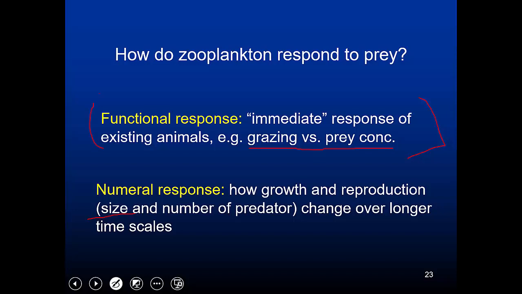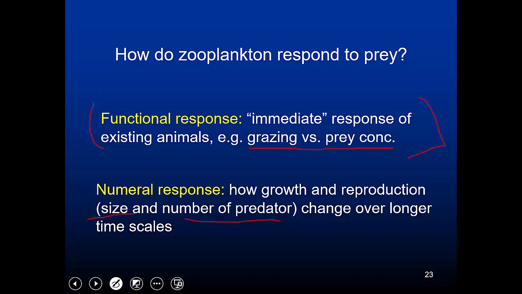Functional response, immediate. It's happening to these animals right now, today. Numerical response is something that's going to happen over longer time scales, days, weeks, perhaps even months. And it's going to affect the numbers of these zooplankton. It's not something that's just happening to the existing zooplankton today.